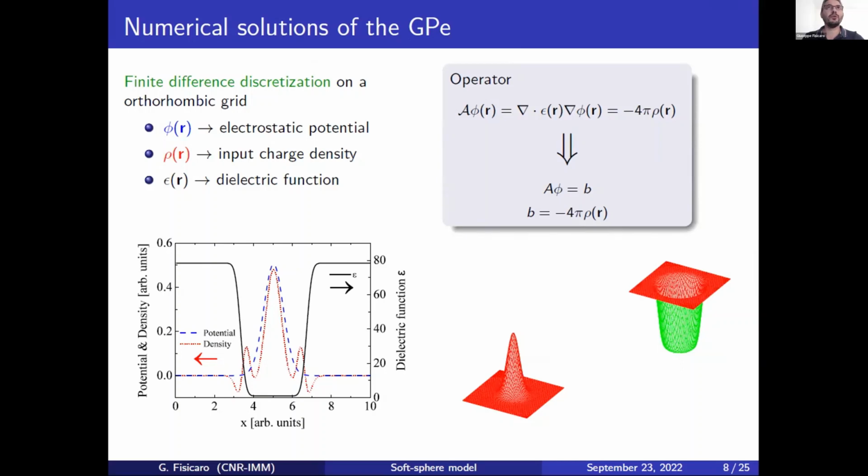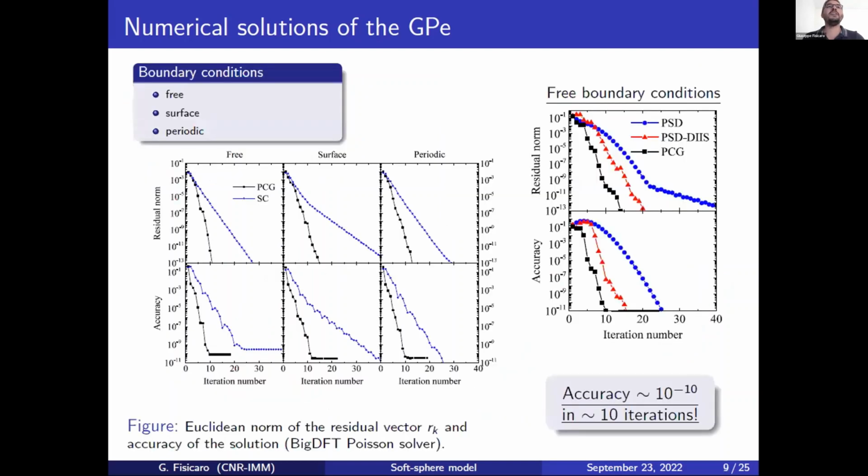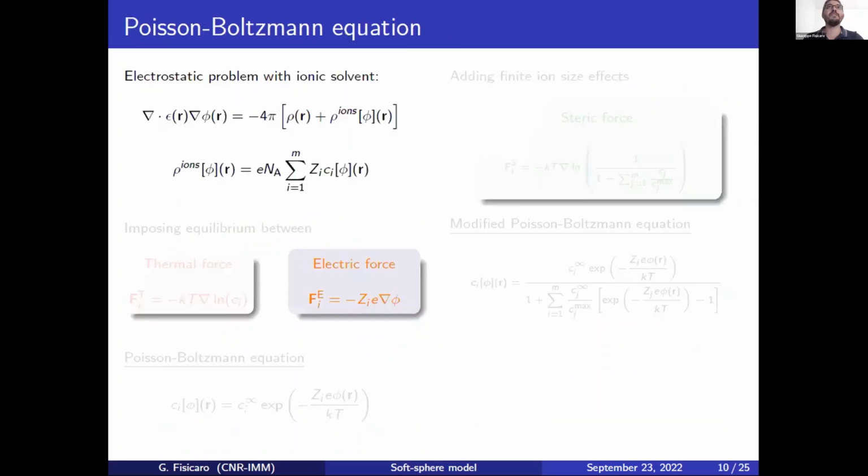Then we need to describe the operator, and then we just compare, giving as input the charge density, which is analytic. We compare the analytic potential that we know already is the solution with the numerical solution. Here are the results. You can see the solver is able to solve the equation in some 10 iterations, reaching an accuracy of 10 to the minus 10. And this for free surface and a periodic boundary condition.